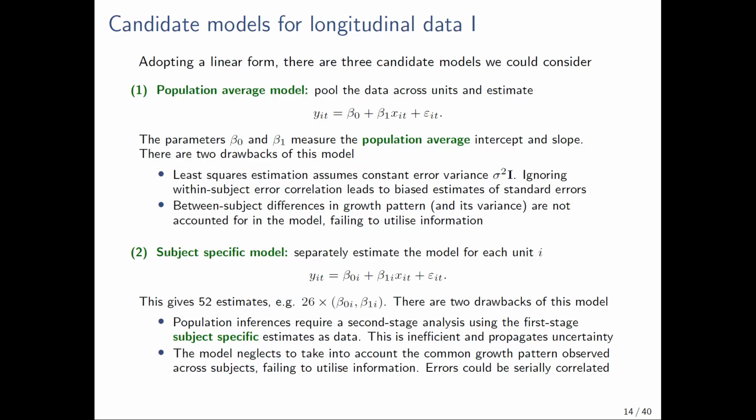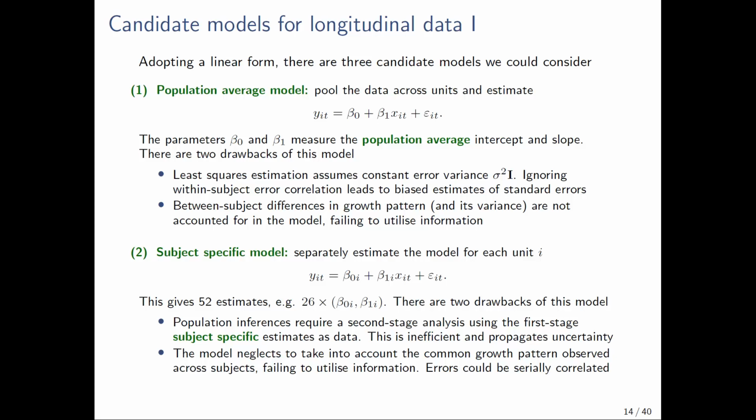First, least squares estimation is going to assume constant error variance, sigma squared times the identity matrix, but there must be within subject correlation because the same units are measured repeatedly, and ignoring it is going to lead to biased estimates of the standard error, so the off-diagonal elements are not going to be zero, as is implied by the identity matrix.